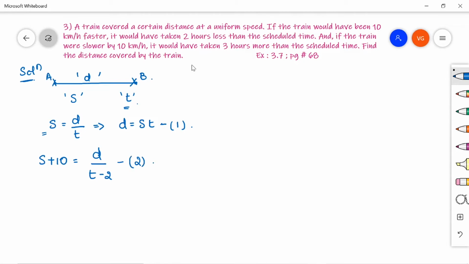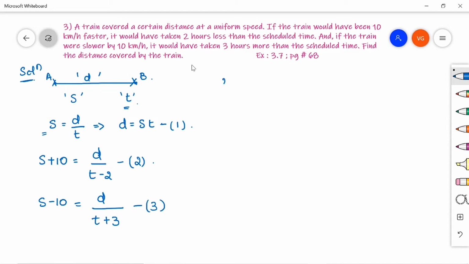Then what is the third condition they are telling? If the train is slower by 10 km per hour, that is the speed is reduced by 10 km per hour, for the same distance, if the train is going slower, then it will take more time. How much more time? 3 hours. So t plus 3. This is my third equation. So s minus 10 is equal to d divided by t plus 3.